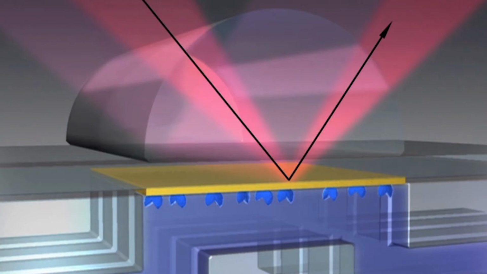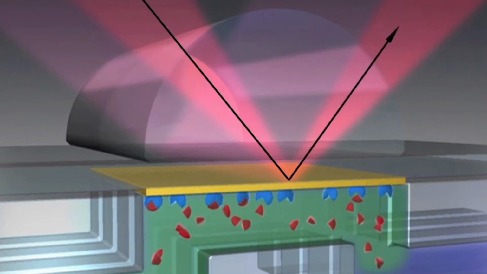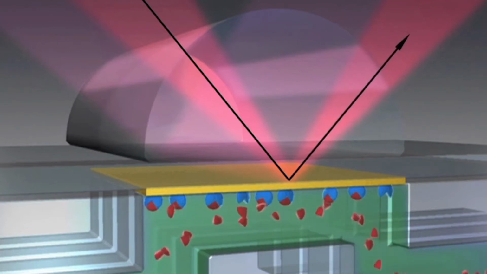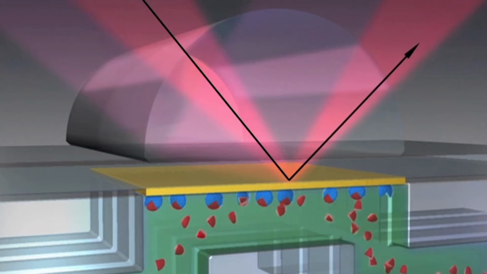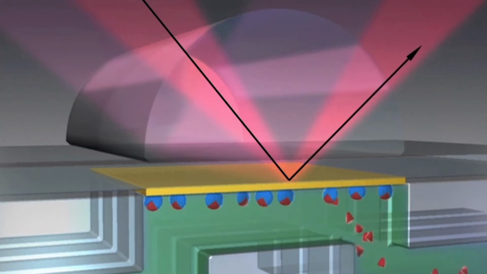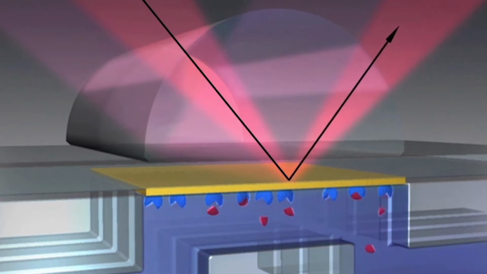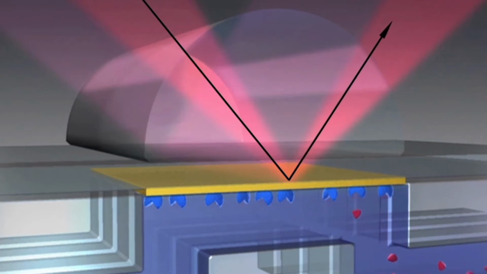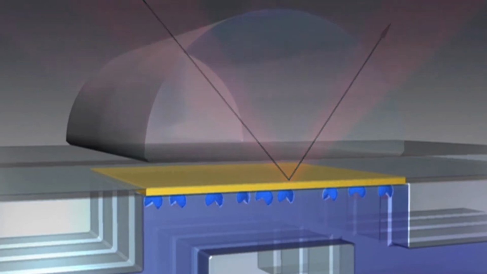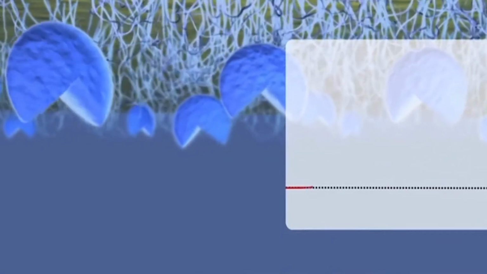SPR causes a reduction in the intensity of light reflected at a specific angle from the glass side of the sensor surface. As molecules bind to the sensor surface, the refractive index close to the surface changes, altering the angle of minimum reflected intensity. The change in SPR angle is proportional to the mass of material bound. The sensor surface, the microfluidic system, and the SPR detection unit work together to measure biomolecular interactions.